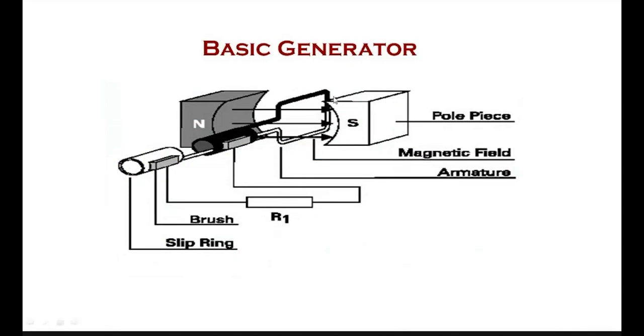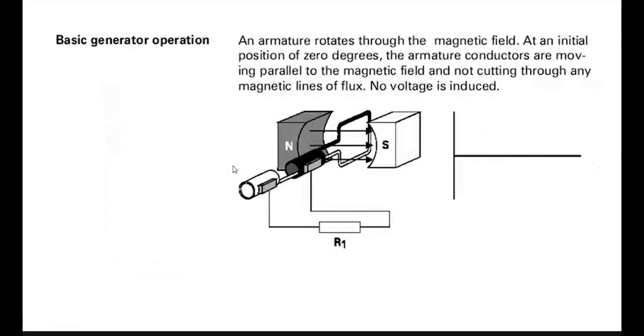Here one half of the conductor is black and the other half is white. The black conductor is connected to the black slip ring, and the white conductor is connected to the white slip ring. For the diagrammatic representation, these things are very important to note. Initially, the black conductor is in the upper direction and the white conductor is in the downward direction. This is the initial position, which we take as the 0-degree position.